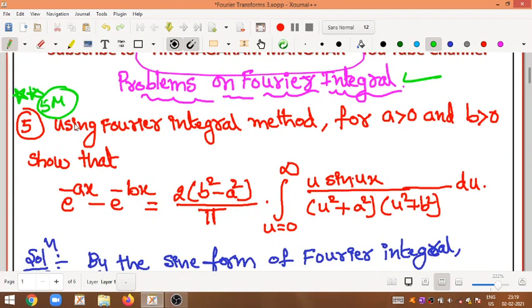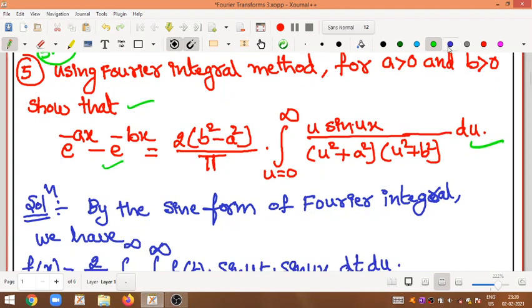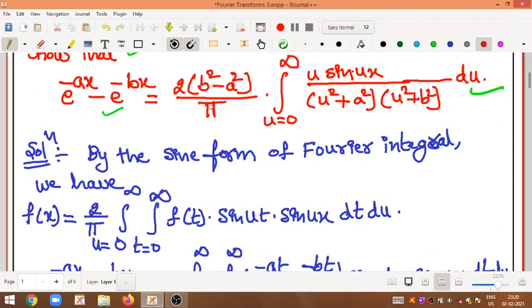This 5 marks question: using the Fourier integral method, for a greater than 0 and b greater than 0, show that e power minus ax minus e power minus bx is equal to 2 times (b square minus a square) divided by pi, into the integral u is equal to 0 to infinity of u sine ux by (u square plus a square) into (u square plus b square) du. This is the question. Now we want to discuss the answer.